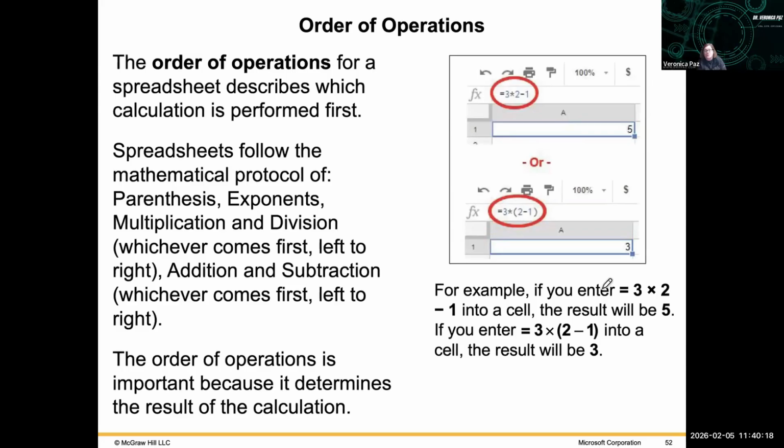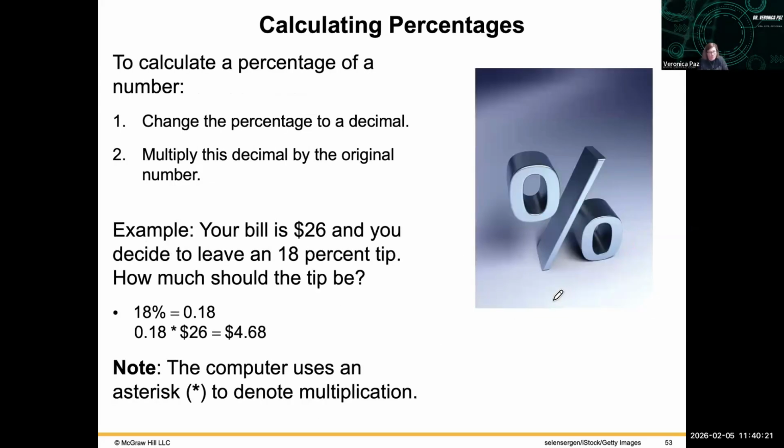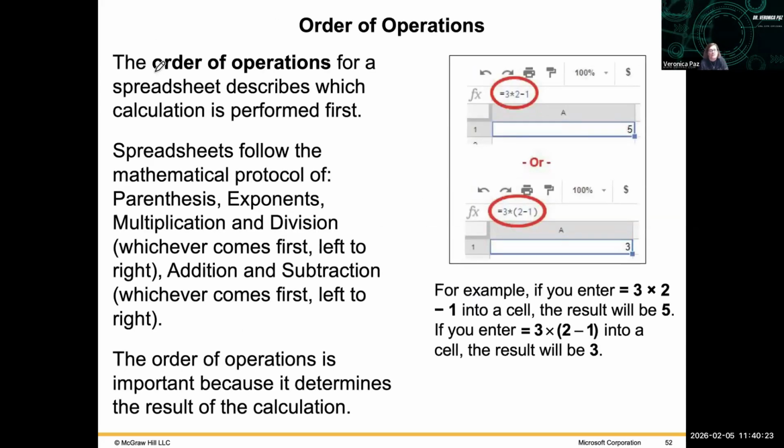Math principles. Hopefully you remember the order of operations. The spreadsheet follows the same thing. If you enter 3 times 2 minus 1, you will hopefully get 5, because it's going to take 3 times 2, which is 6, minus 1, which is 5.